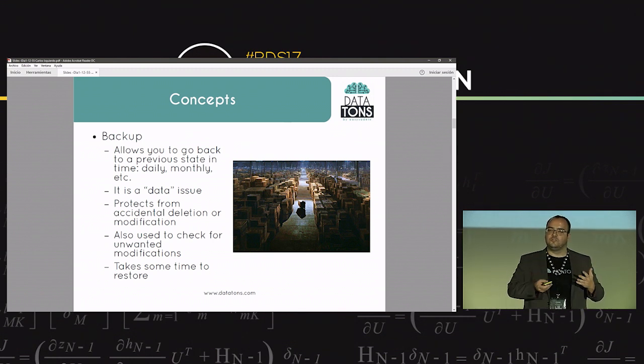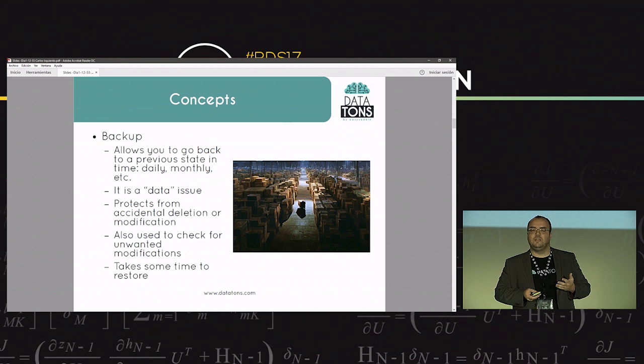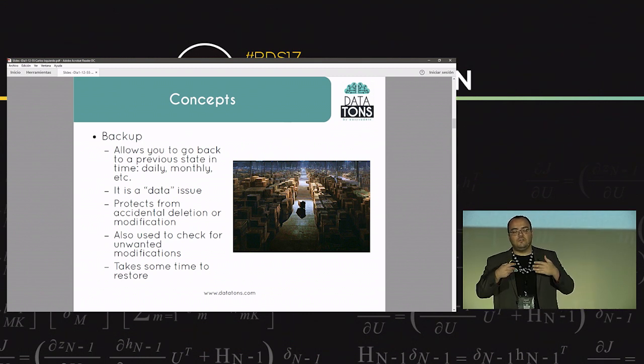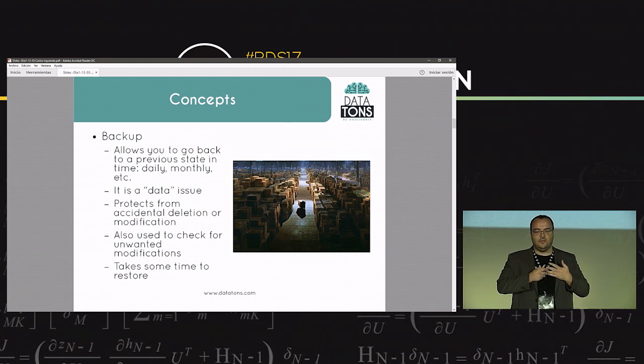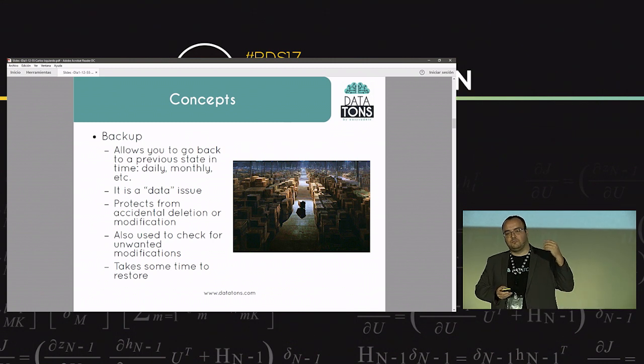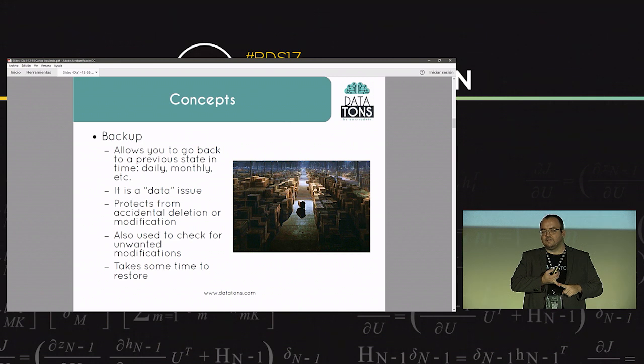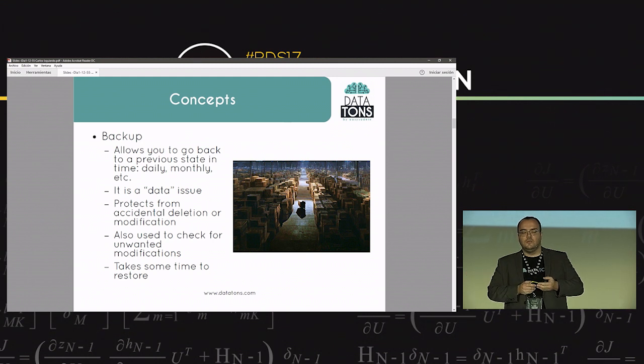The next thing that we would have is backup. I won't go into much detail because we already know what backup is. You make a copy of what you have and you store it and you have a sequence of snapshots in time of generally your data. So backup is more of a data issue. Backup usually protects you from things like I deleted a table, data gets corrupted, or you can even use it to check for tampering modifications, to check the status of something.